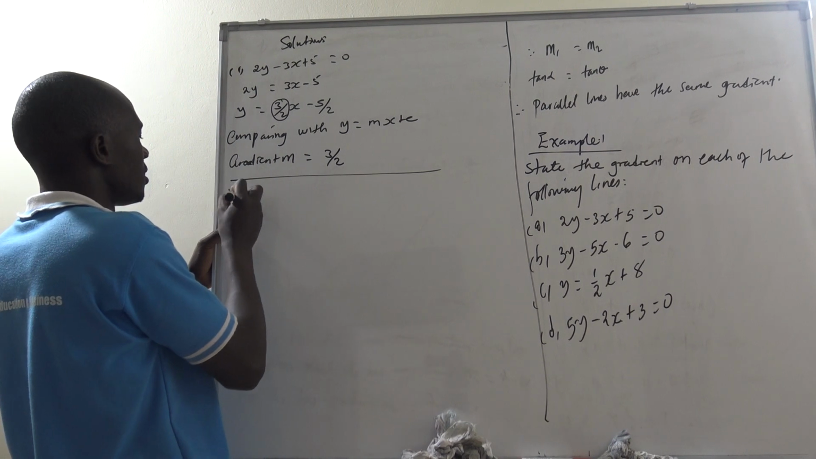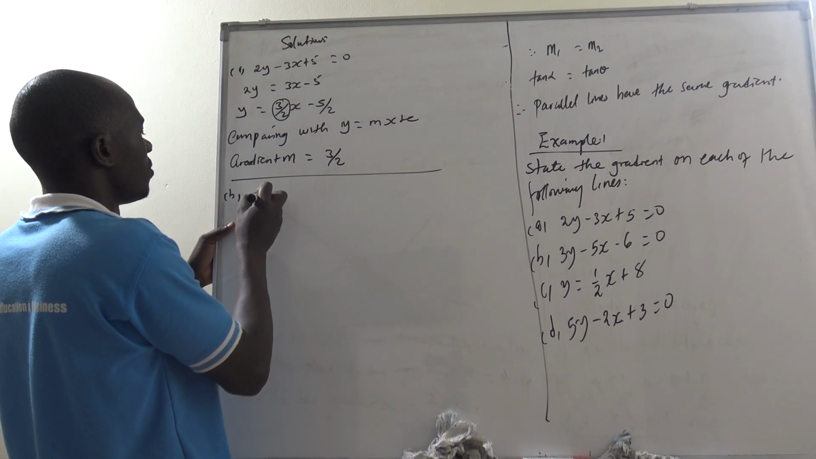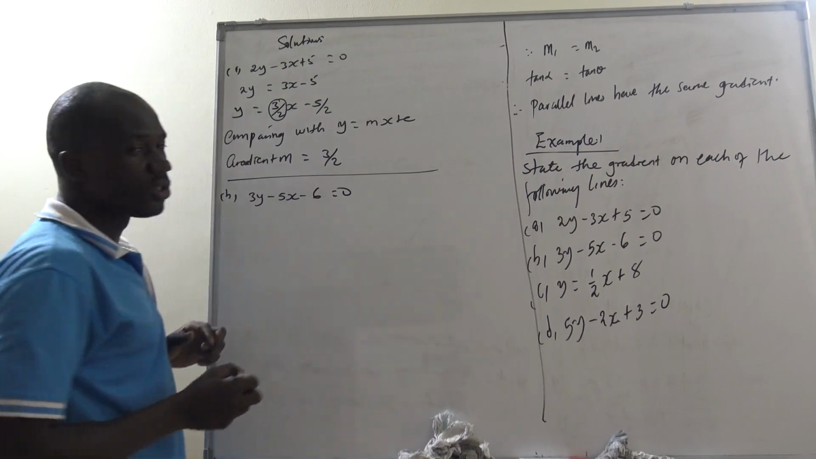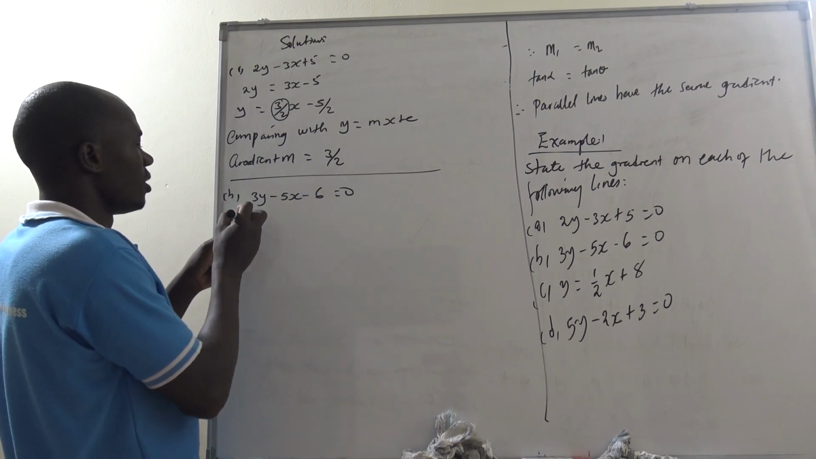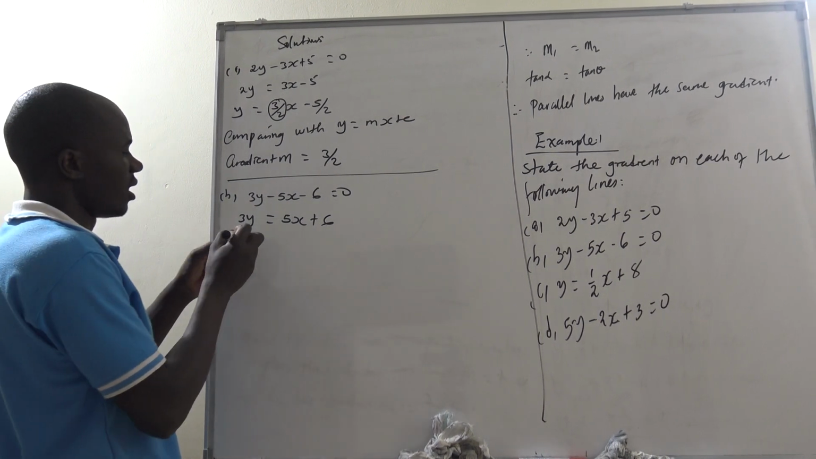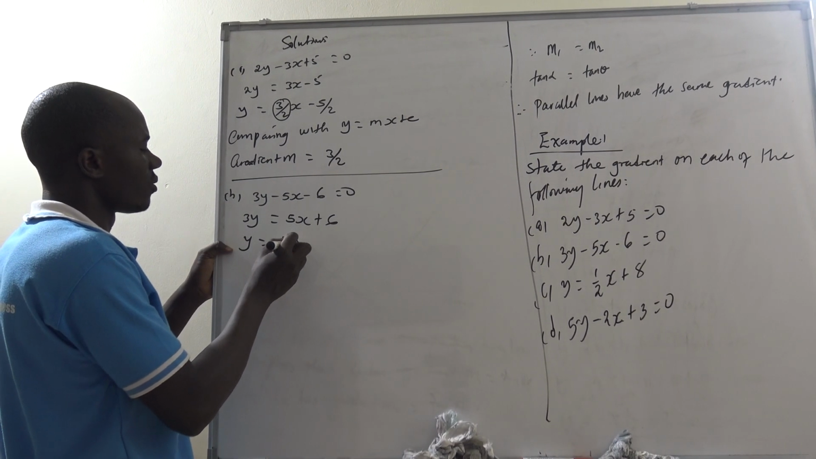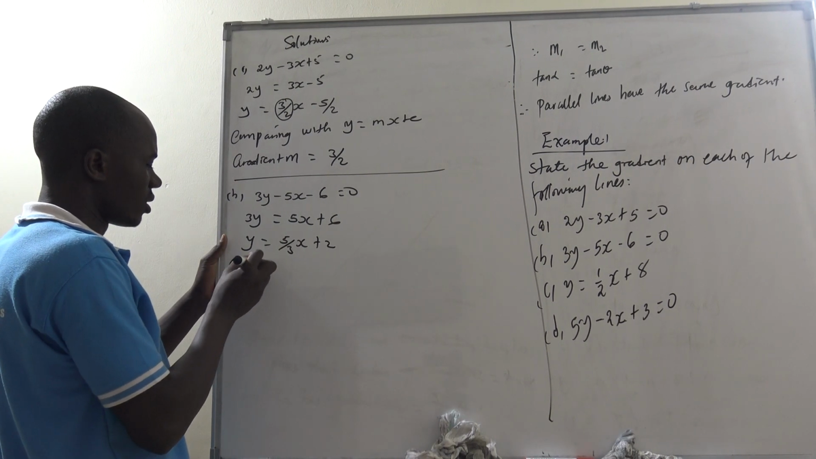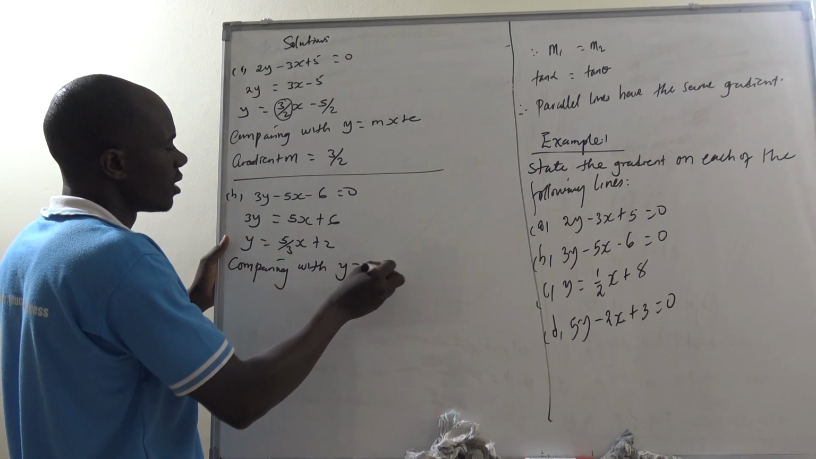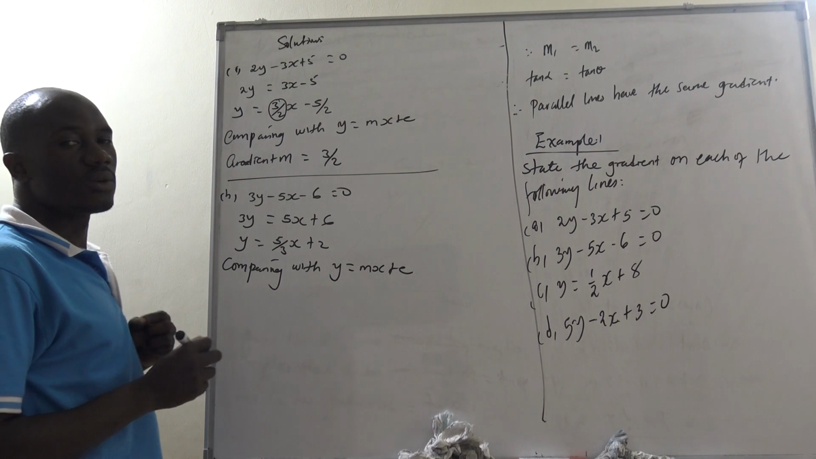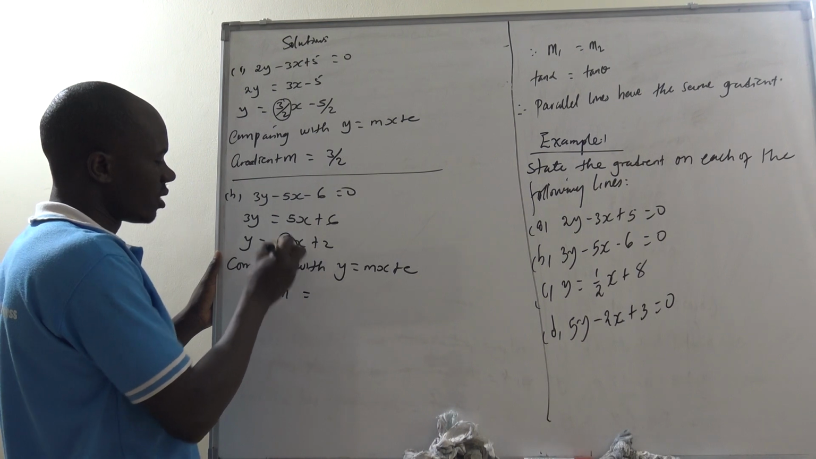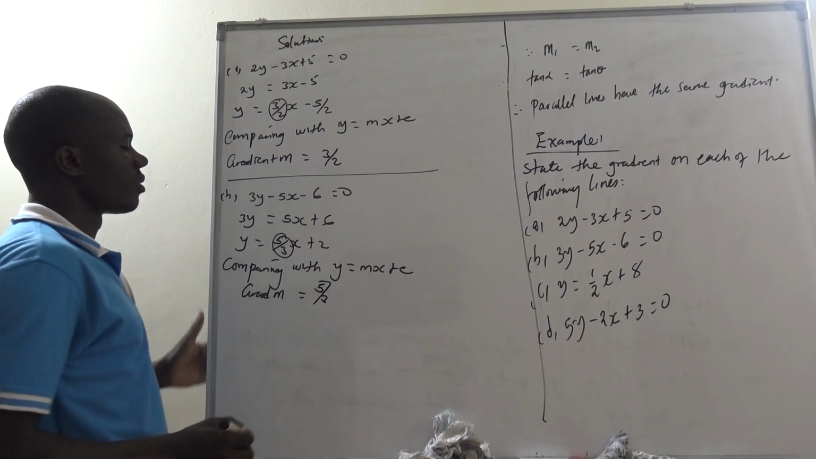Part B: 3y minus 5x minus 6 equals 0. The same story, make y the subject of the formula. So 3y equals 5x plus 6. Divide by 3: y equals 5 over 3 x plus 2. Comparing with y equals mx plus c, our gradient m equals 5 over 3.